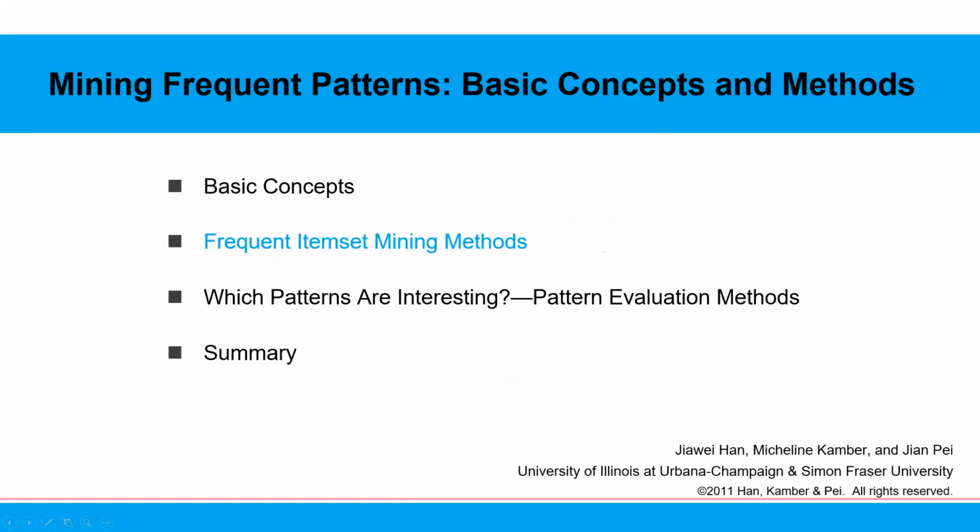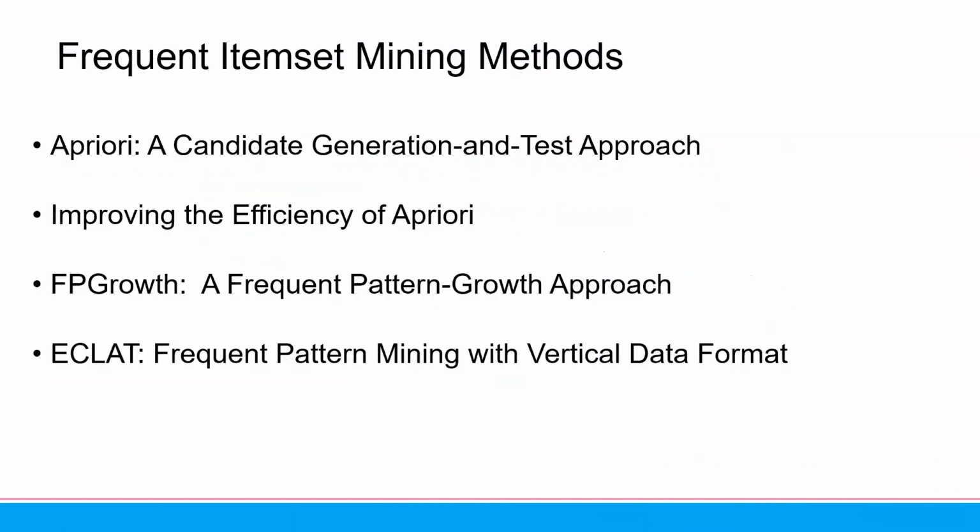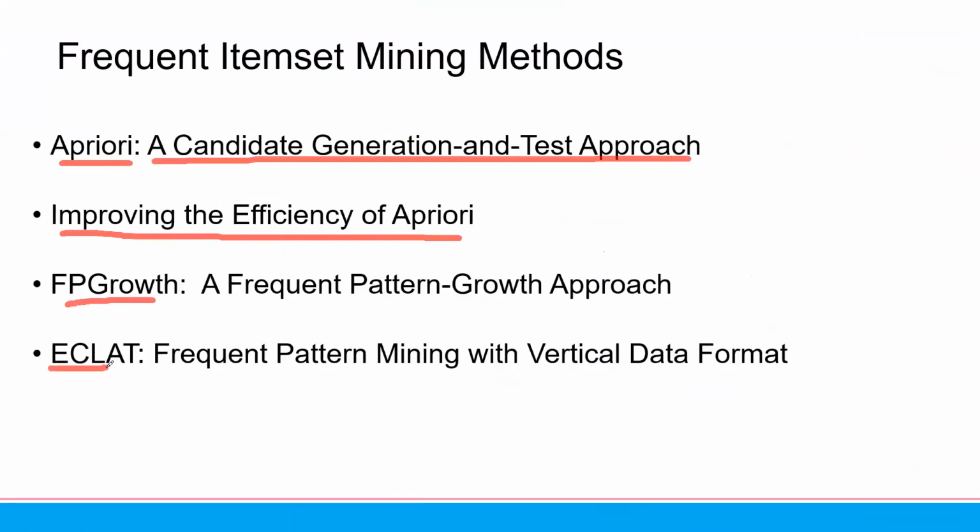So we need to check the frequent item set mining method. For frequent item set mining, there are some methods, such as Apriori, which is the candidate generation and test approach. There are also other methods improving the efficiency of Apriori, like FP-growth and ECLAT. But I think we will just learn the very basic one, which is the Apriori approach.